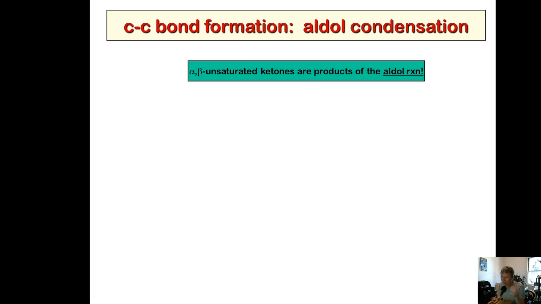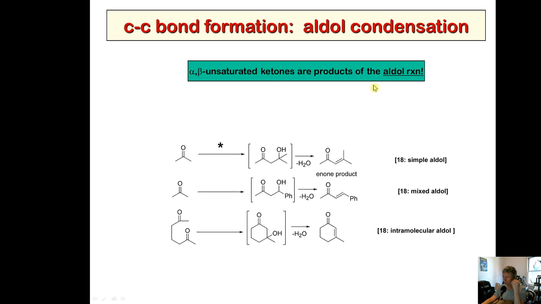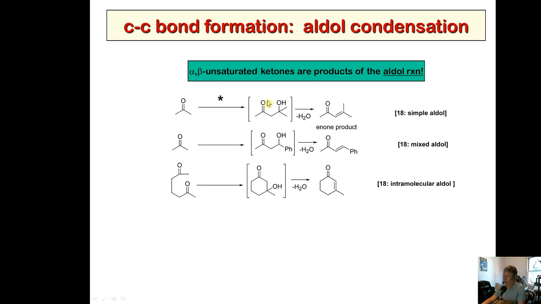Let's talk about the aldol reaction briefly, review it, and review what kind of products you make with the aldol reaction. So the aldol reaction creates alpha-beta unsaturated ketones, also potentially alpha-beta unsaturated aldehydes as the product. These are just a couple examples of the different types of aldols that you learned.